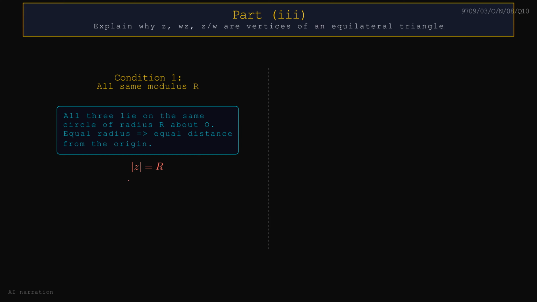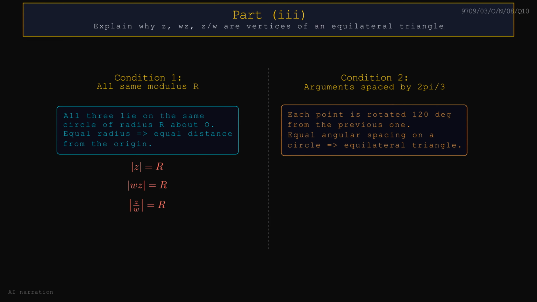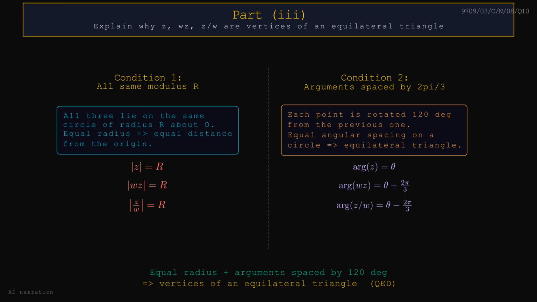Part 3. Explain why Z, WZ, and Z over W form an equilateral triangle. Condition 1: all three have modulus R, so they lie on the same circle about the origin. Condition 2: the arguments are spaced by 2 pi over 3, namely theta, theta plus 2 pi over 3, and theta minus 2 pi over 3. Equal radius and 120-degree spacing gives an equilateral triangle.